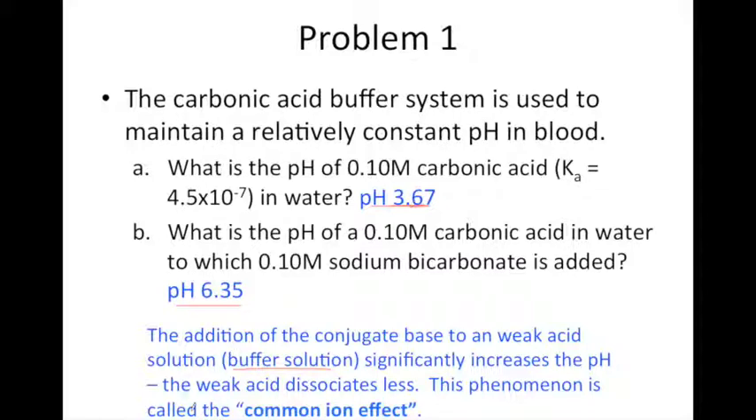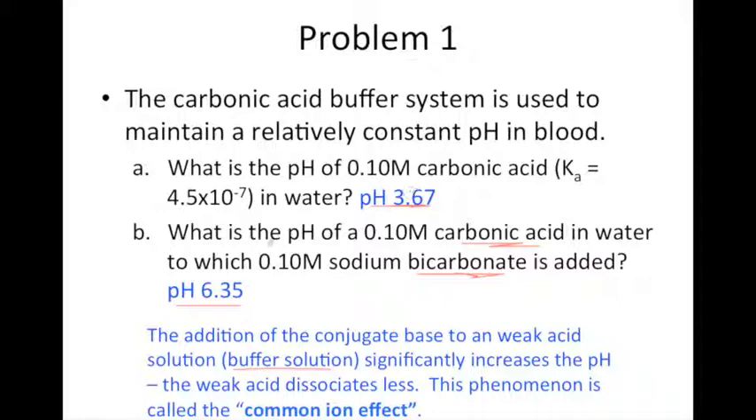In other words, why did the pH not decrease quite as much? The weak acid dissociated less. If you have less dissociation of the acid, then the pH is not going to drop as much. So this phenomenon is what's called the common ion effect. The common ion effect is when you add the common ion, in other words, the conjugate base, to a solution of a weak acid. The pH remains fairly stable. In other words, the common ion effect is another way of saying that you have a buffer solution.